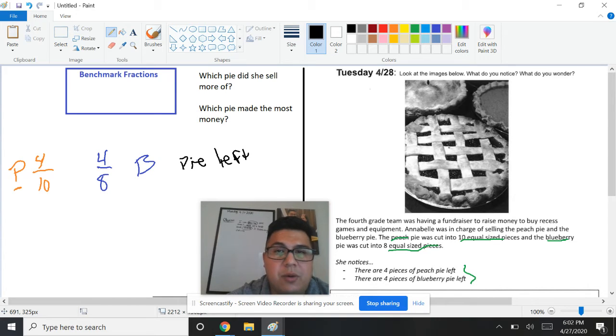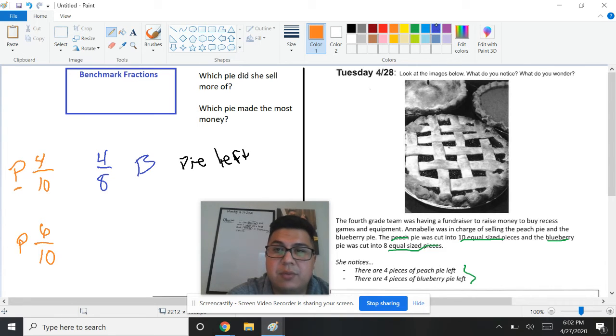So if I wanted to figure out how much pie she sold more of, I would need to represent that by doing this. So we know that there are 4/10 of pie left. So our denominator is not going to change because the amount of pieces is not changing how much we had. What's going to change is how much was sold. So if we have 4 left, we can go 10 take away 4, and that's going to give you 6. So we have 6 pieces that we sold, and that's 6/10 of the pie.